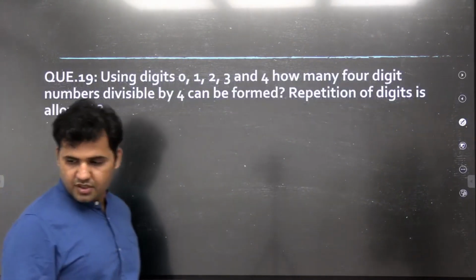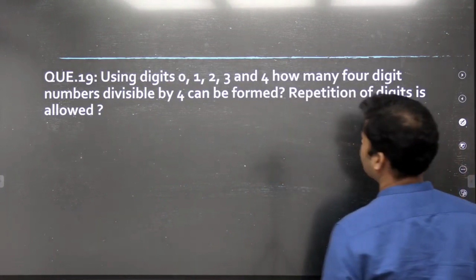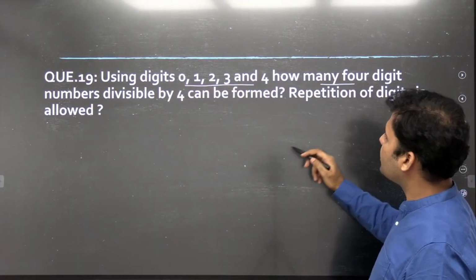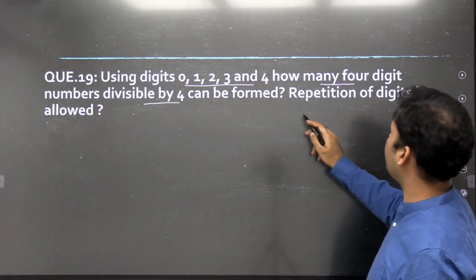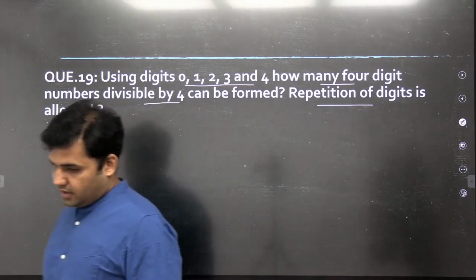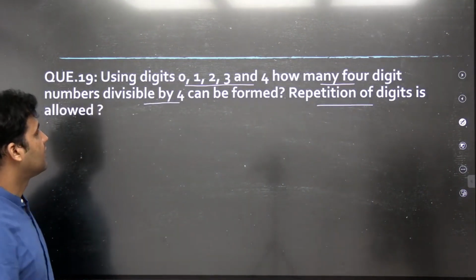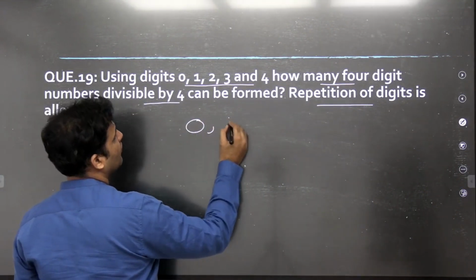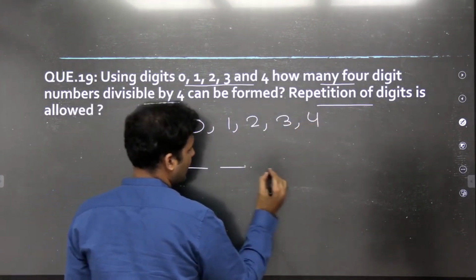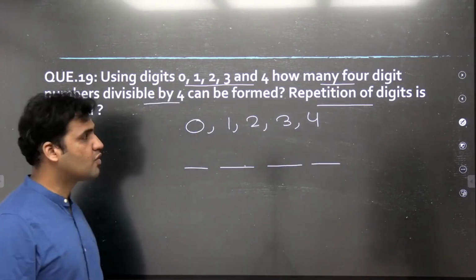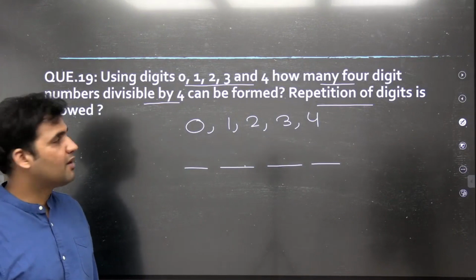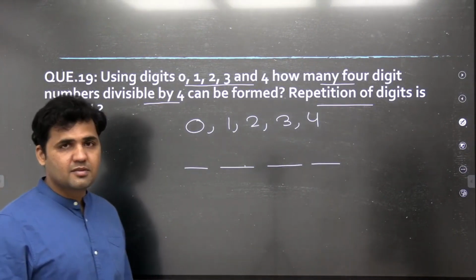Now moving ahead to question number 19. What do we have in this question? Using the digits 0, 1, 2, 3 and 4, how many 4 digit numbers divisible by 4 can be formed where the repetition of the digit is allowed? So question number 19 is over here, guys. We have these digits 0, 1, 2, 3 and 4. Now the number that I want to make has to be a 4 digit number and it should be divisible by 4. Now what is the divisibility rule of 4, guys?